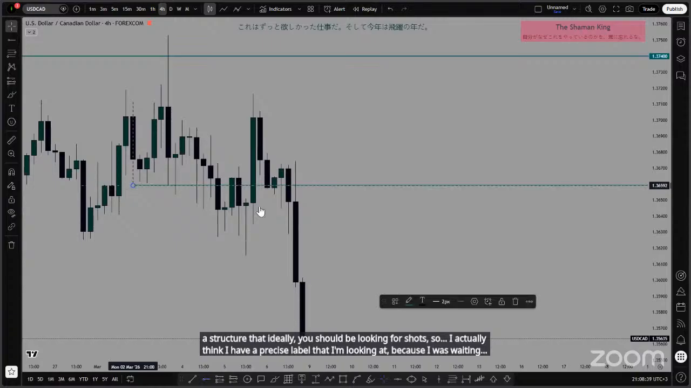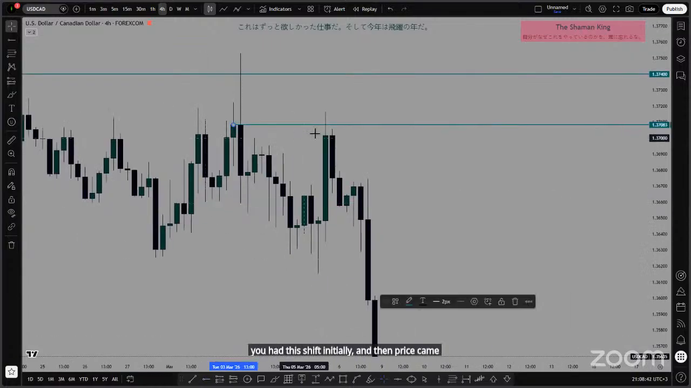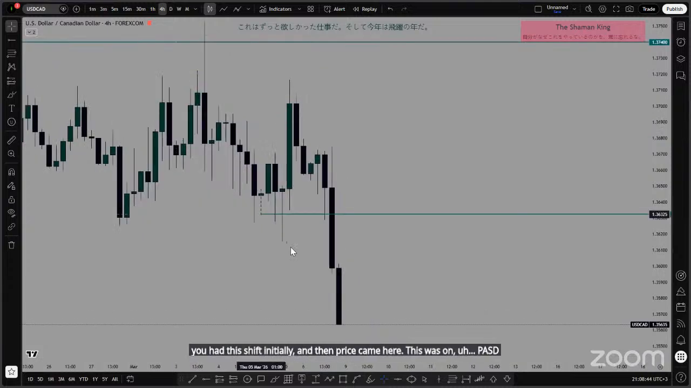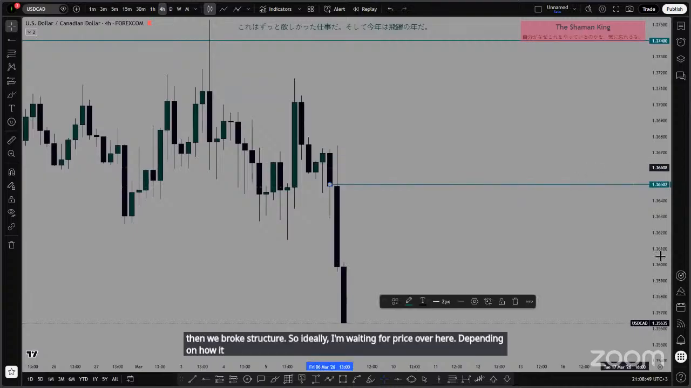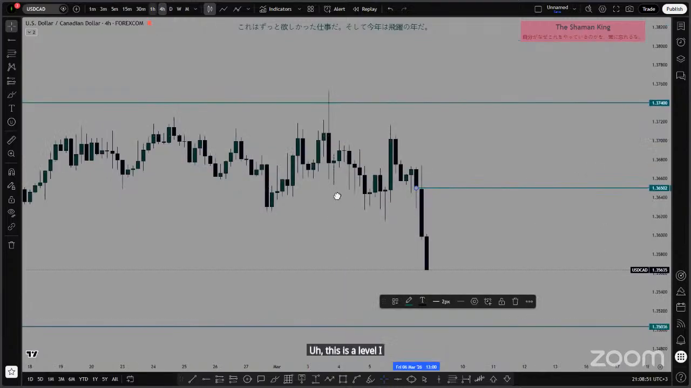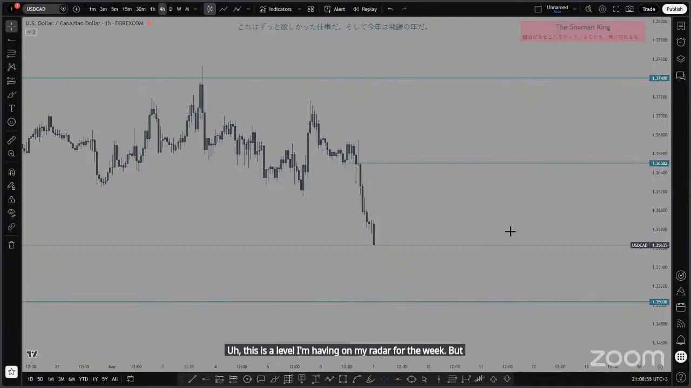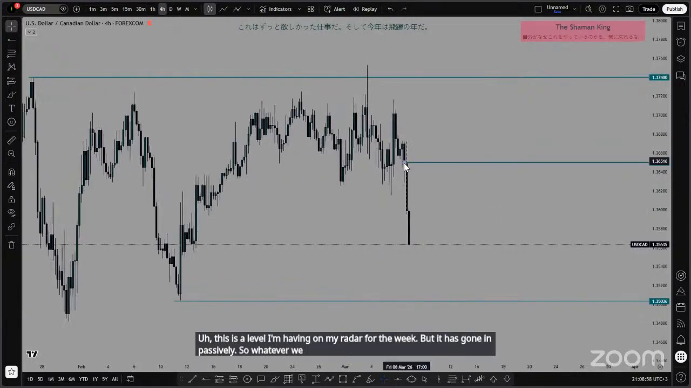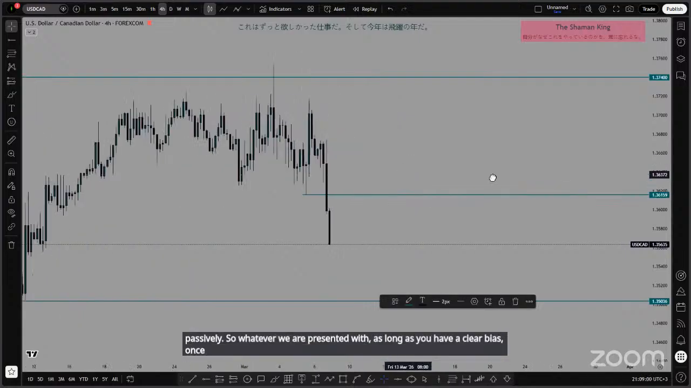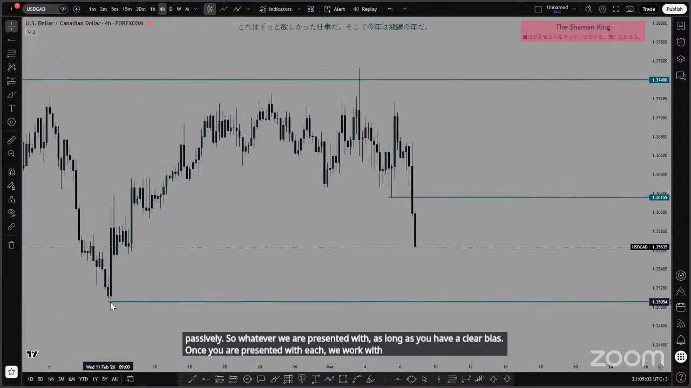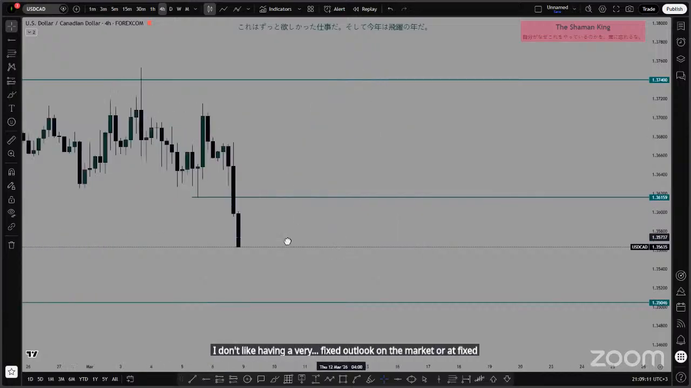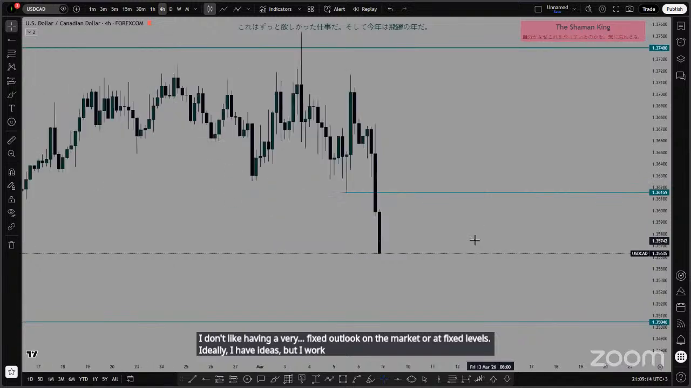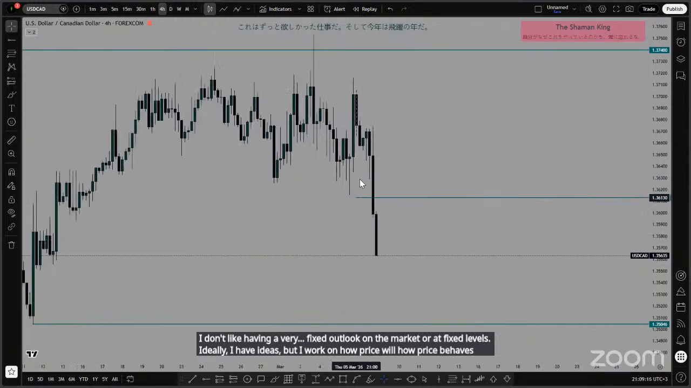We had this shift initially, and then price came here. This was on Thursday, and then we broke structure. So ideally, I'm waiting for price over here, depending on how it will behave. This is a level I'm having on my radar for the week, but it has gone impulsively. Whatever we are presented with, as long as you have a clear bias, we'll work with whatever price will give us. I don't like having a very fixed outlook on the market or fixed levels. Ideally, I have ideas, but I work on how price behaves, because this is an impulse, so anything can happen.